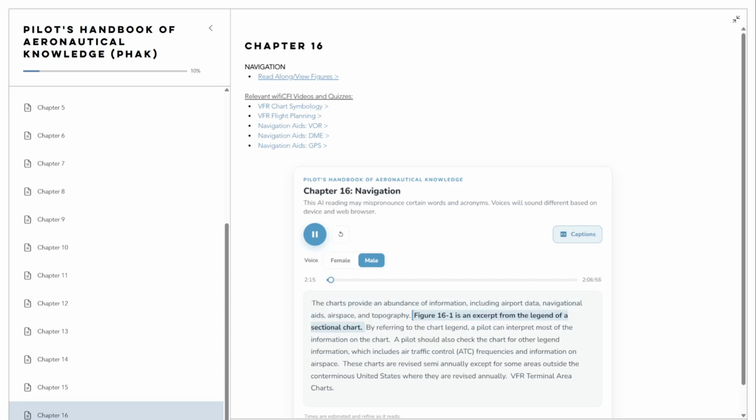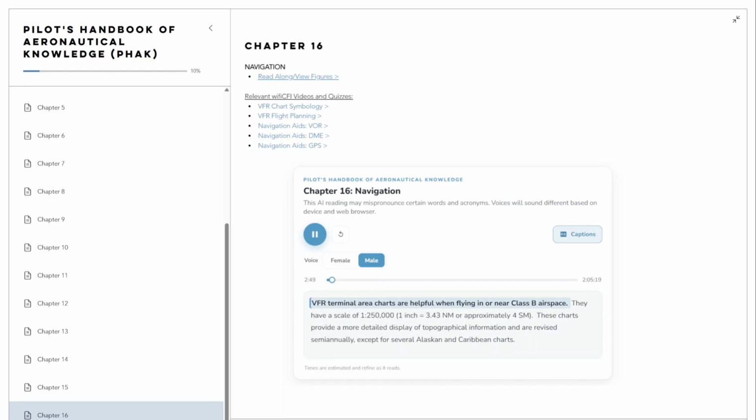Figure 16-1 is an excerpt from the legend of a sectional chart. By referring to the chart legend, a pilot can interpret most of the information on the chart. A pilot should also check the chart for other legend information, which includes air traffic control, ATC, frequencies and information on airspace. These charts are revised semi-annually except for some areas outside the conterminous United States where they are revised annually.